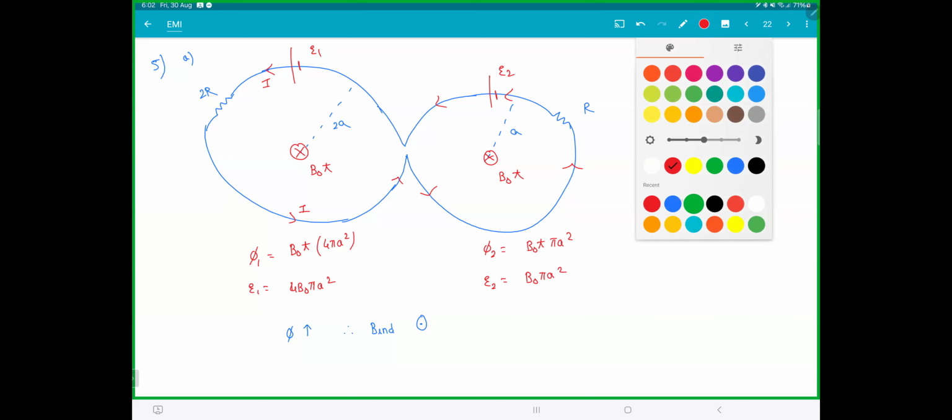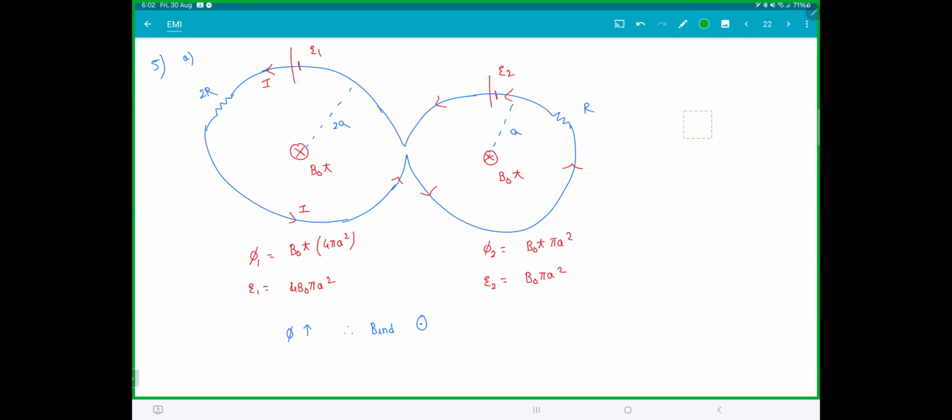Now, when you take the current like this, I, actually in this case, both the batteries are supporting each other. So I is equal to E1 plus E2 by 3R. Make sense?